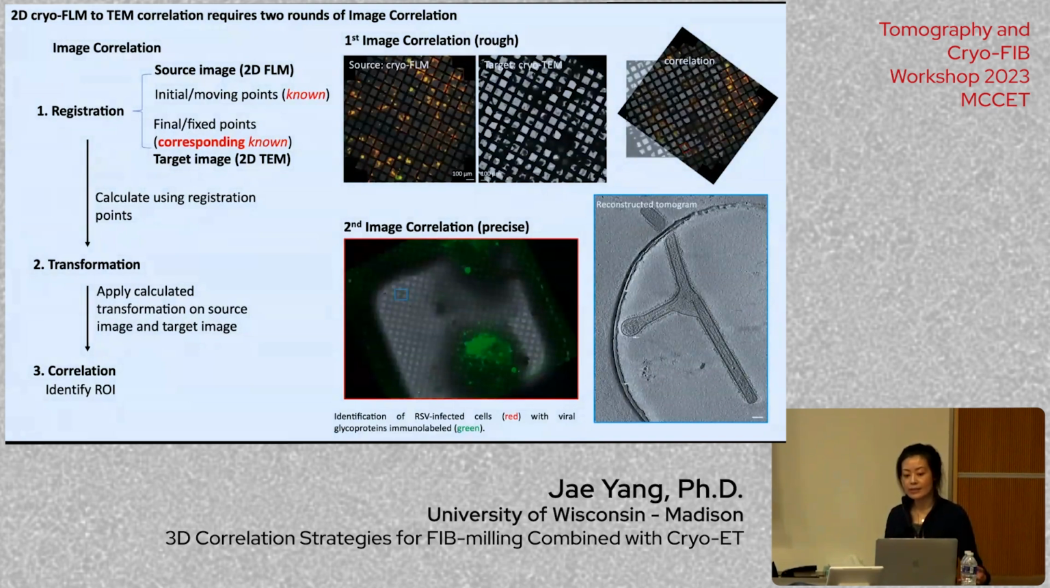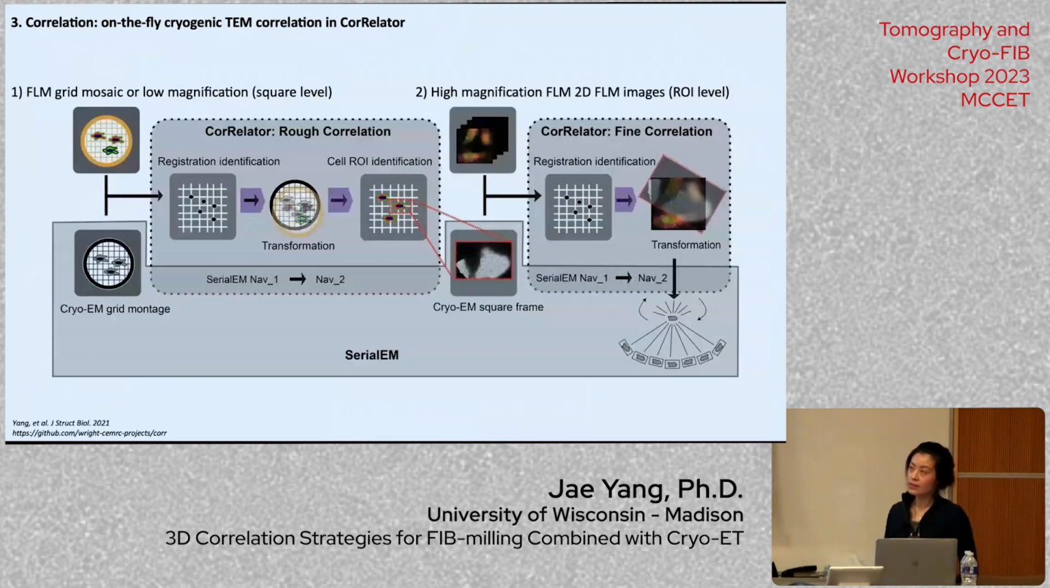So just to sum up, during this general 2D cryo-FM to TEM correlation, you will end up doing the image correlation twice. You will do it first at the square level, because you just need to identify which squares you are looking at. But you also need to know exactly where you are looking inside of the square. So we do this one more time, apply it, and then collect the two series.